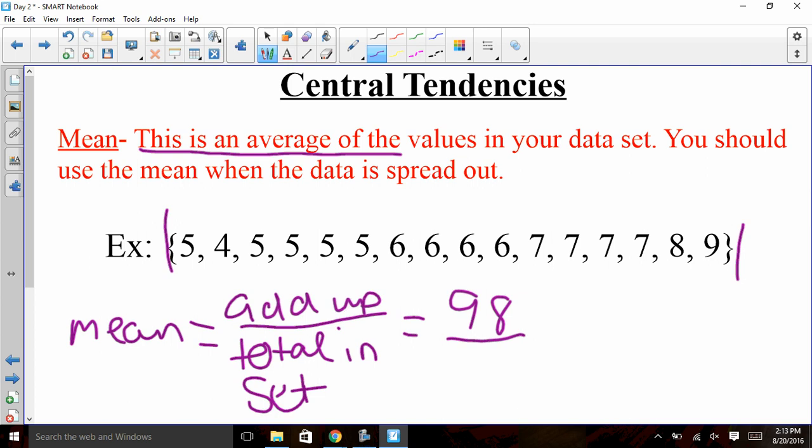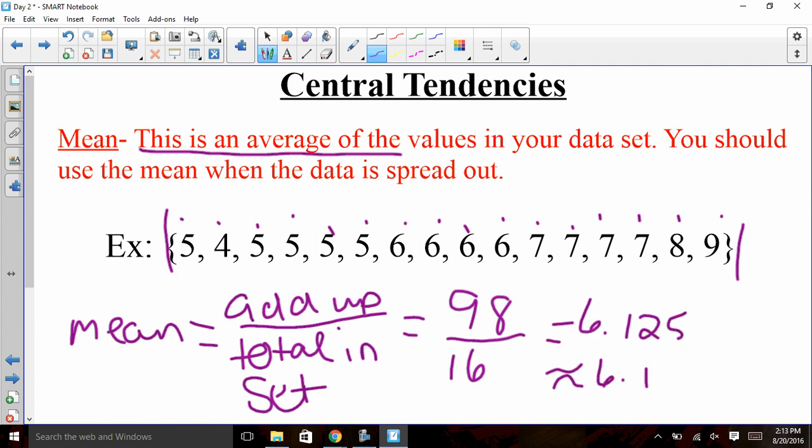Then what we're going to do with that 98 is divide by the total number in our set. So we have 1, 2, 3, 4, 5, 6, 7, 8, 9, 10, 11, 12, 13, 14, 15, 16. So I see we have 16 values in our set. So I'm going to take 98 divided by 16. And that gives me 6.125, or about 6.1.